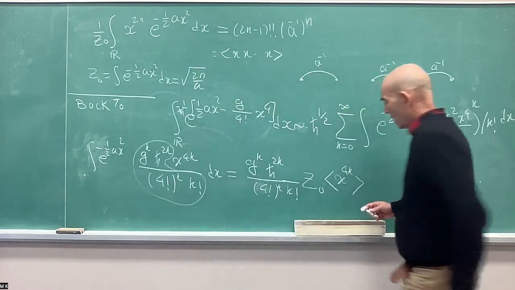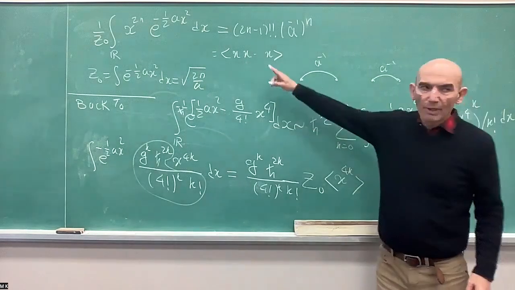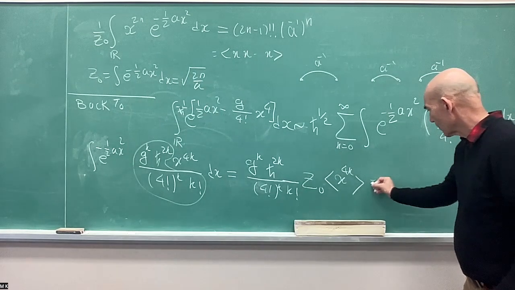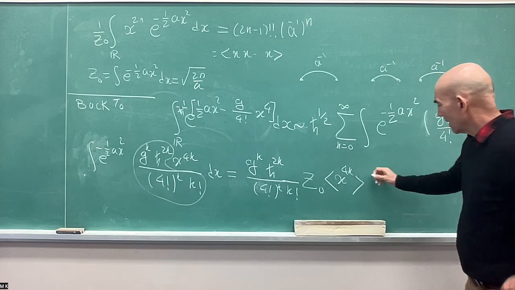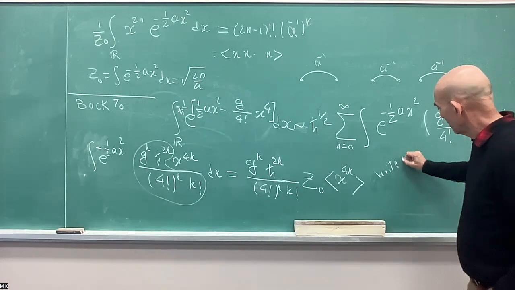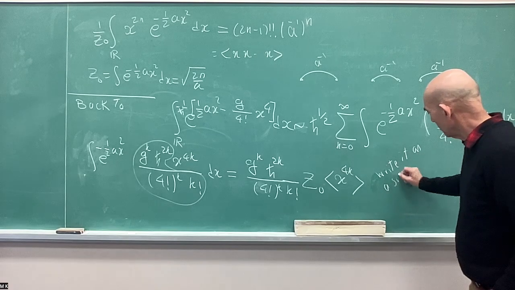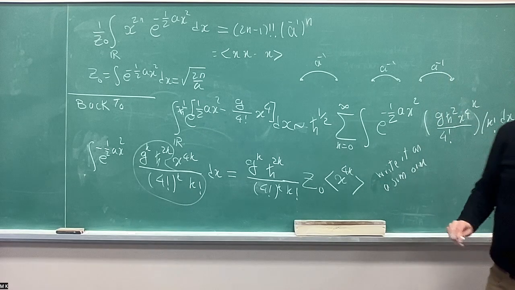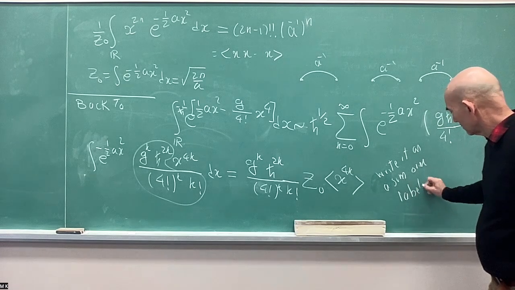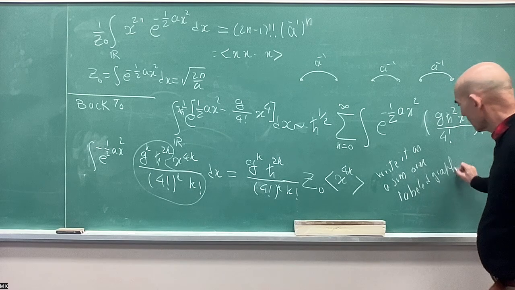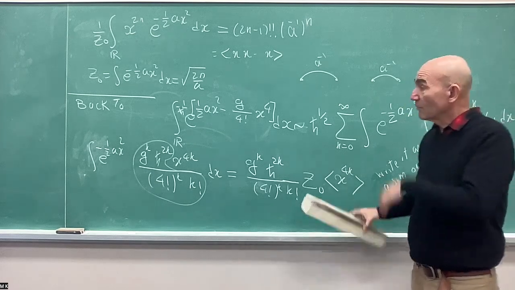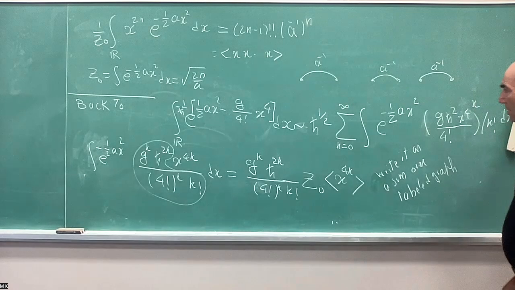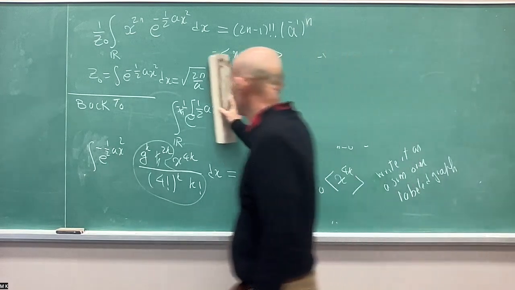So you don't want to use this calculation; you want to use the graph interpretation. The idea now is to write it as a sum over labeled graphs. Here's the main idea. I think I can erase all this here.